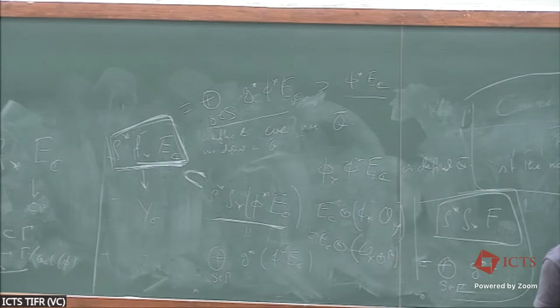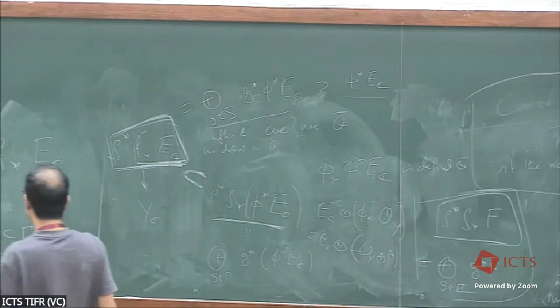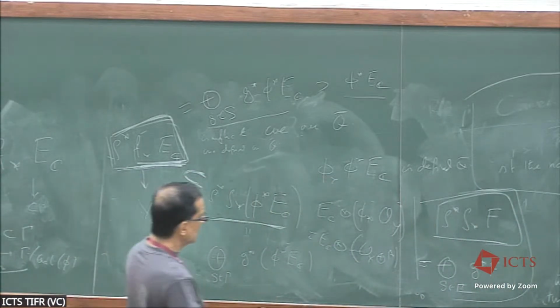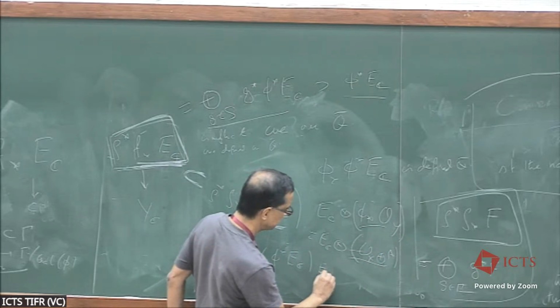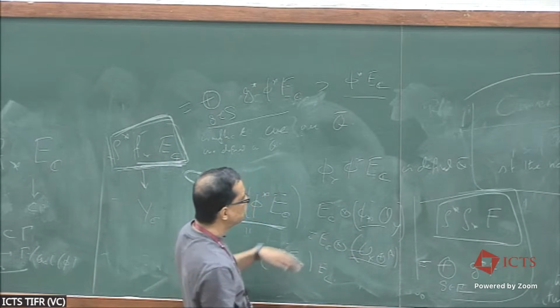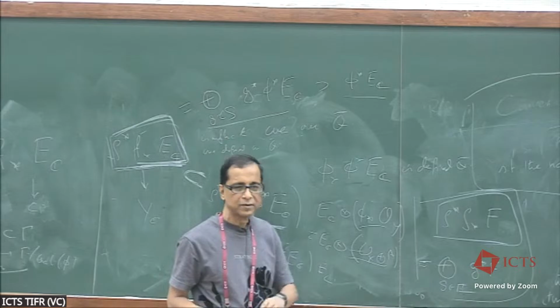So this splits, not in characteristic p, because if the degree of the covering is a multiple of p, then the composition is 0. Otherwise it splits. So E_C is a direct summand of this, but this is defined over Q bar, so E_C is defined over Q bar. Let's stop here.